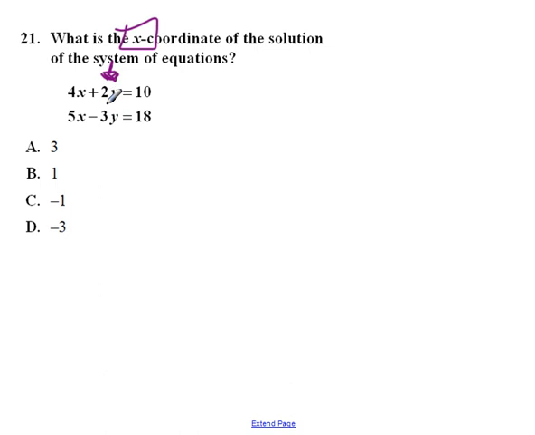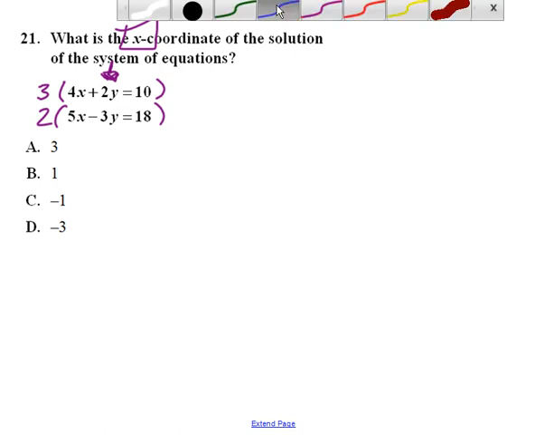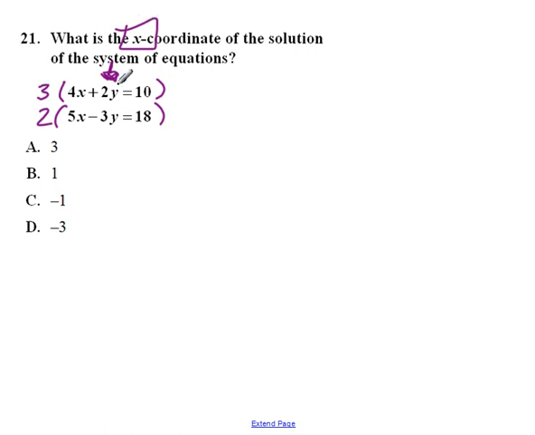But we've got to think about 2 and 3. What number they both multiply up to is 6. So 2 I need to multiply by 3, and 3 I need to multiply by 2. What this is going to do is when we multiply through, it's going to make our y's cancel out and leave us with just our x's, so it's easier to solve.